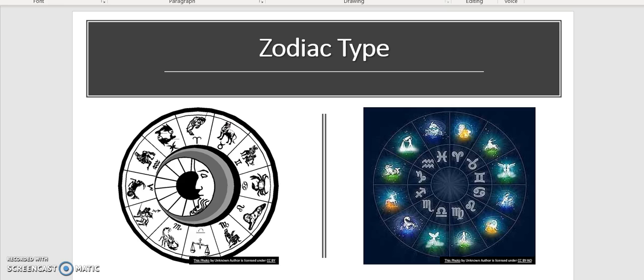We also said that individual planets that were most active during birth were important, and that zodiacal sign energies and rulerships of the planets or houses had to be examined. Now we're going to study zodiacal types.